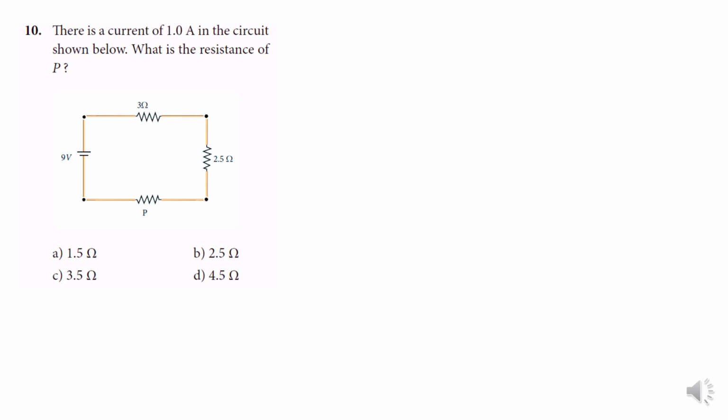Question number 10. There is a current of 1 amps in the circuit shown below. What is the resistance of P? So this is the supplied voltage plus to minus. It passes through 3 ohms, then to 2.5 ohms, and then through an unknown resistance P. Okay. So you are asked to find the resistance value P. The current through a series circuit is going to be the same. So the current that flows through all the resistances are going to be the same because they are connected in series. So I is given as 1 amps.